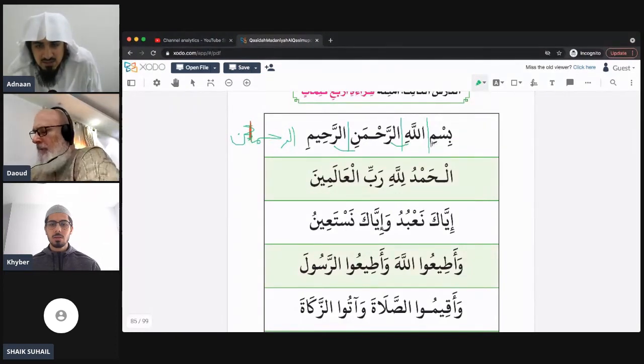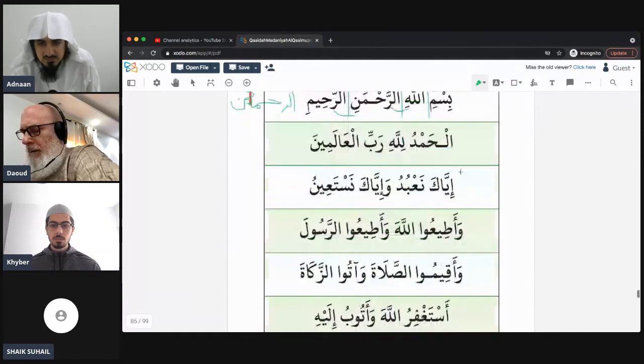The meem here, for example, here we've divided our words. We've put small little borders. So if you want to join them, Bismillahir Rahmanir Rahim. Ahsant, well done.